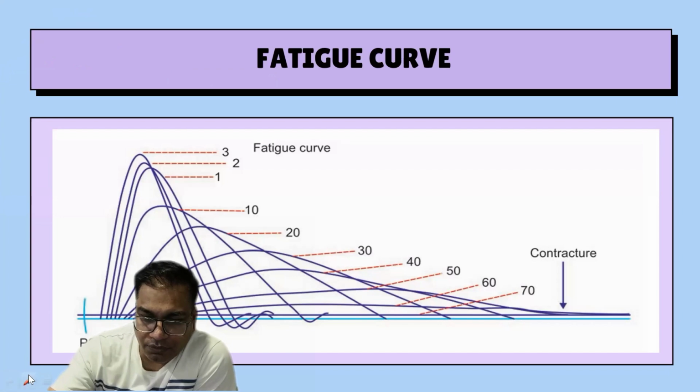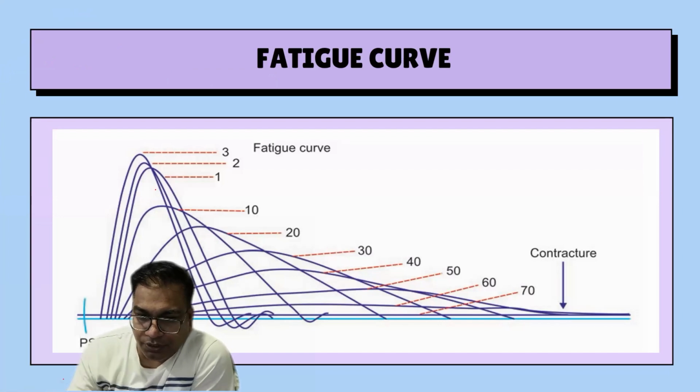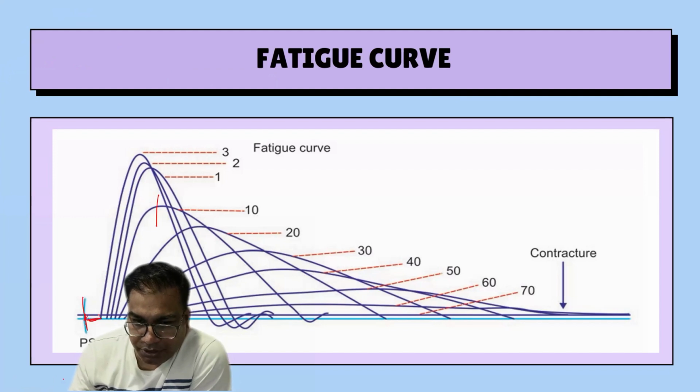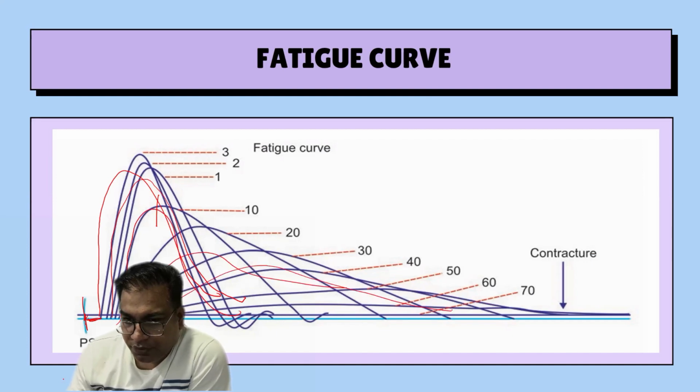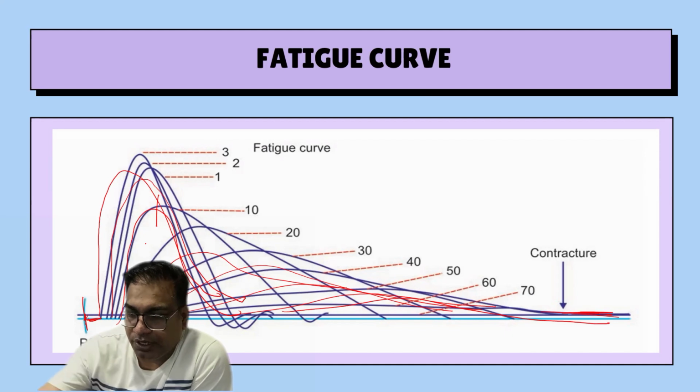This is the curve which is observed in case of fatigue. This is the point of stimulation, latent period, simple muscle twitch. Again, we are providing a stimulus. Still, we will observe a curve. But due to repeated stimuli, the strength of contraction is decreasing. Finally, there is no contraction. This is the fatigue curve.